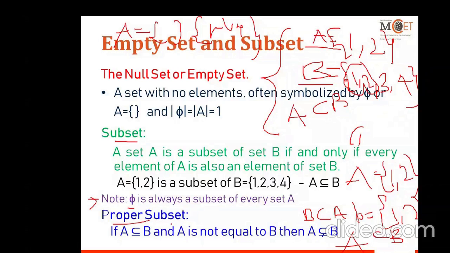But while considering proper subset, what we have to check is this example: A is equal to 1 and 2 and B has 1 and 2 and additionally some other values. In that case, it is called a proper subset. If B has additional values other than the values inside A, it is called a proper subset. Hope you understood this.